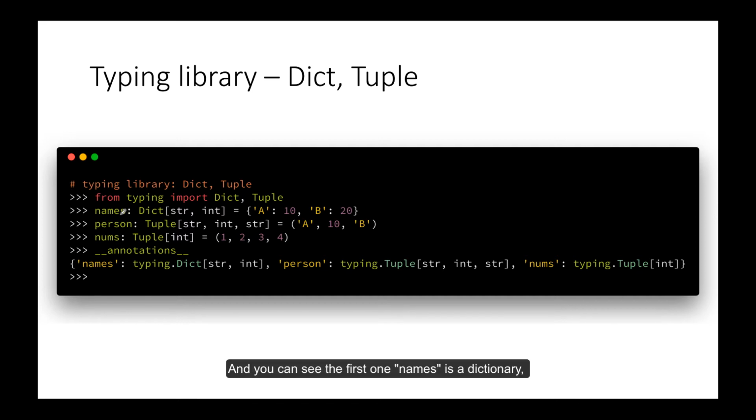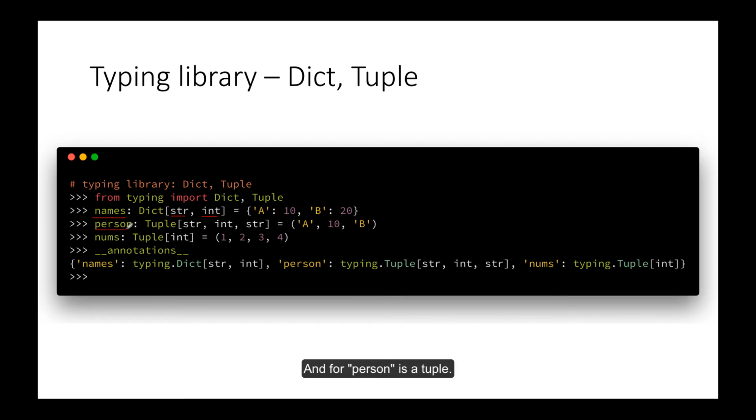You can see the first one, names, is a dictionary, and we use the first element for the key type and the second element for the value type. So here the key type is string, the value type is integer.